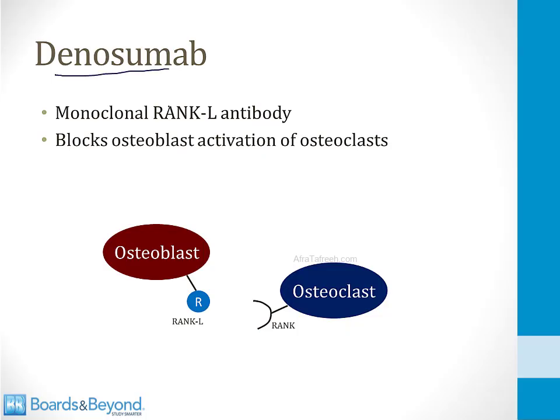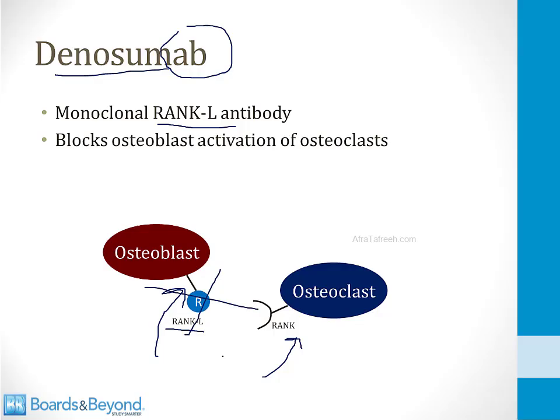Denosumab is a monoclonal antibody to the RANK ligand. All drugs that end in -ab are usually antibodies, and in this case, it's an antibody to the RANK ligand. The RANK ligand is expressed by osteoblasts, as shown in this picture. It binds to the RANK receptor on osteoclasts and leads to the activation of osteoclasts and therefore bone breakdown. So this antibody binds and blocks the RANK ligand so that it cannot bind to RANK. This leads to a blocking of osteoblast activation of osteoclasts. And that concludes our video on osteoporosis drugs.